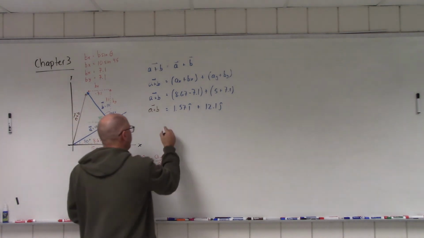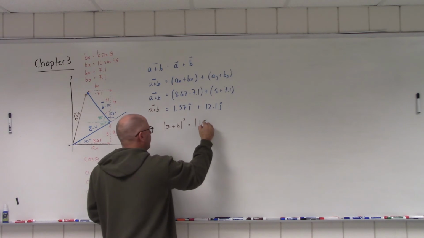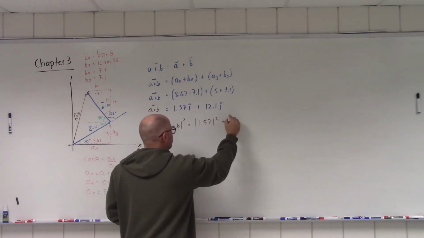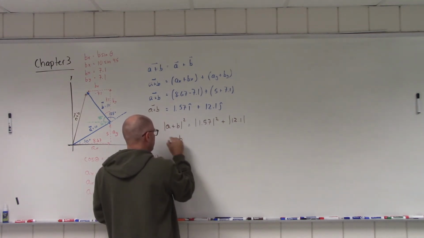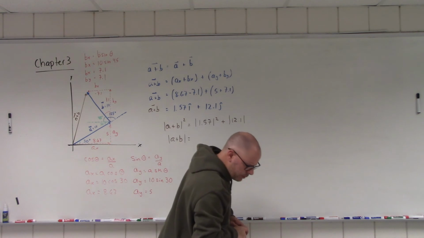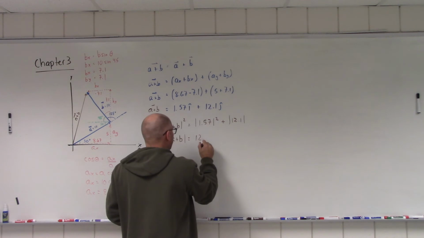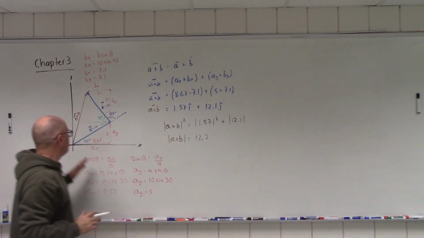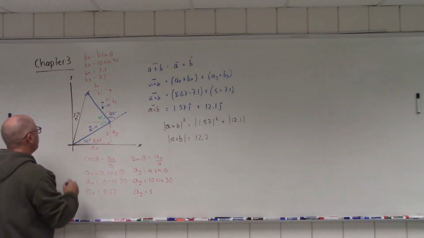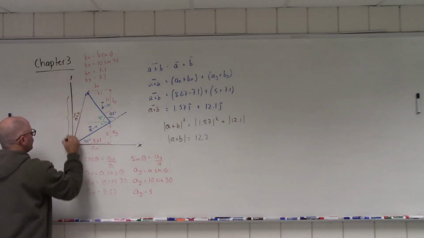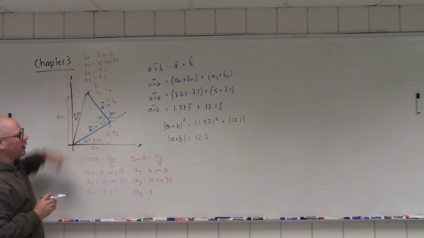So if I want to get the magnitude of a plus b, it's going to be equal to the square root of 1.57 squared plus 12.1 squared. Do the math, and you end up with, well, 12.2. It's not very much bigger because the vertical component, this vertical component here, is 12.1. And it's only angled a little bit, so it's only slightly a bit longer at 12.2.